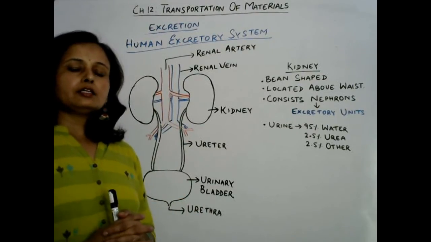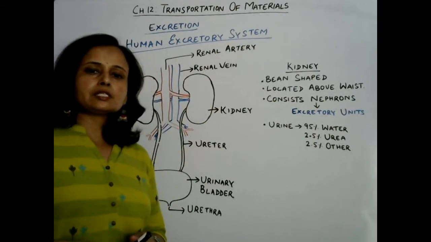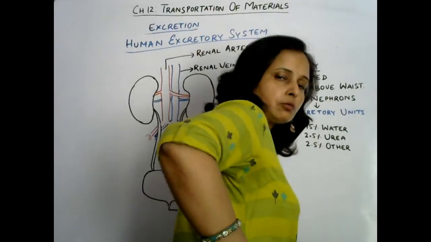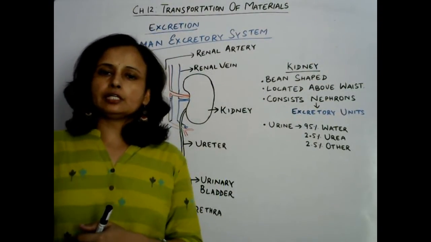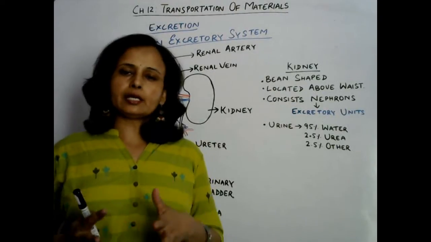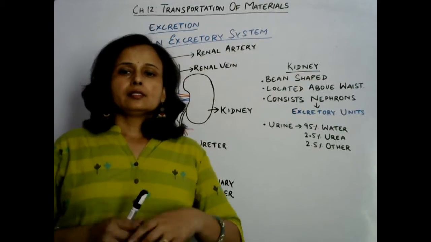Its location is above the waist, on our back side, just above the waist. One pair of kidneys is located on both sides, left and right. And the excretory units of the kidney are nephrons.